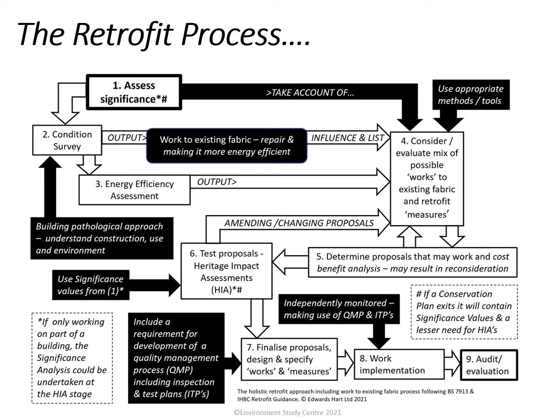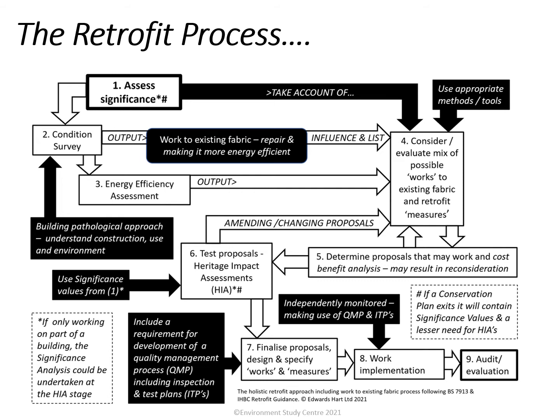And then we come on to number 4. The first part of number 4 is looking at the EPC and seeing if it's accurate or not and doing a critique of it. Then we look at the measures which are being recommended by the EPC. We'll also look at the recommendations coming out of the condition survey and producing a mix of works and measures which in combination will improve the energy performance of the building.